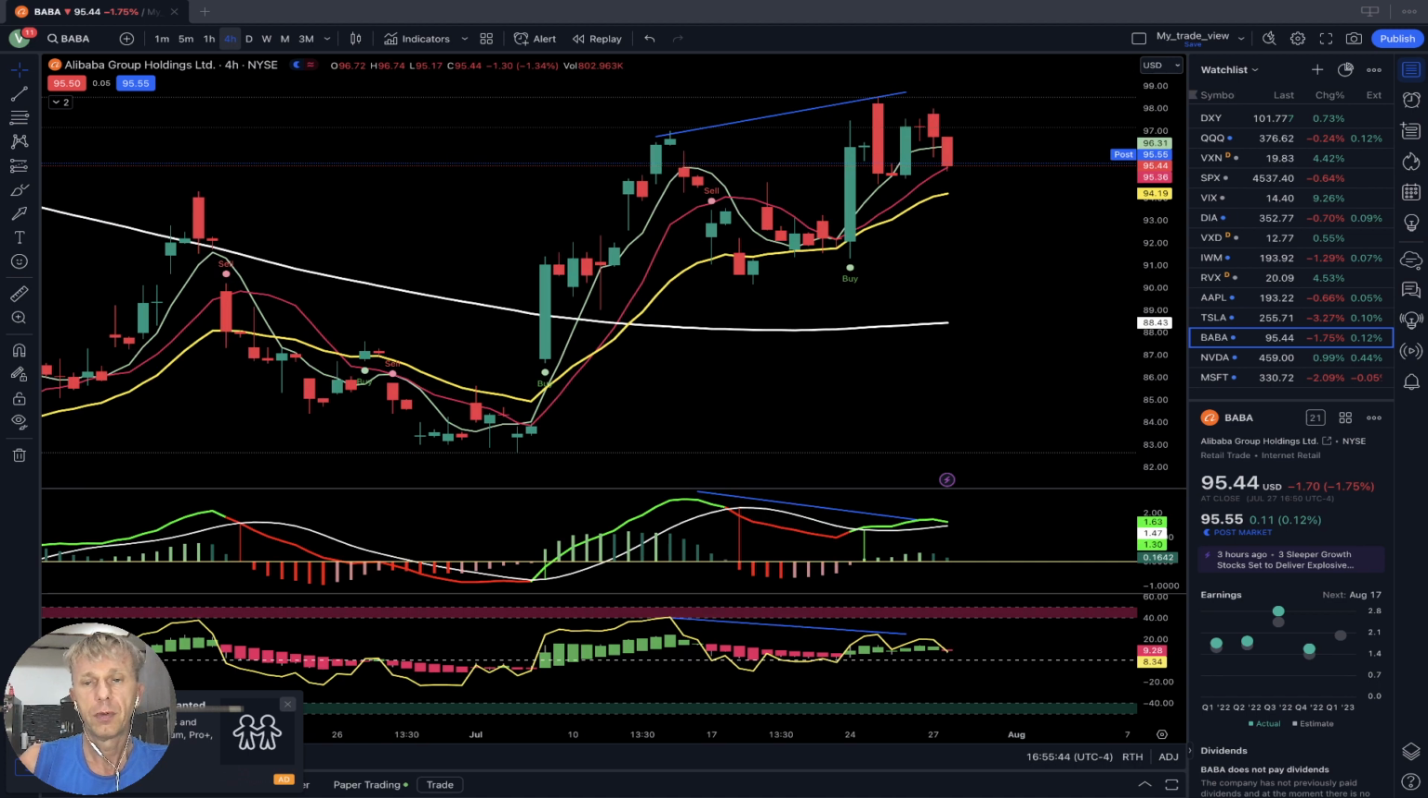4 hours time frame, still bullish with bearish divergences on all indicators. Last bar moved below MA5, but it's not a bearish reversal signal yet because it's still above 20.